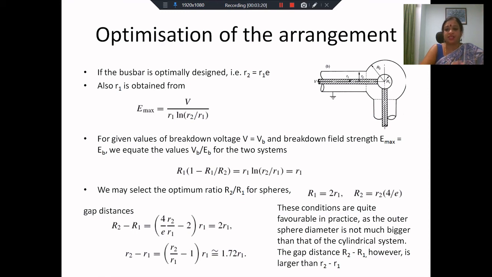These are practical, achievable values, and therefore we can proceed with this. If you look at what gap distances you obtained, for the spherical arrangement you will obtain a gap distance of 2r1, and for the cylindrical part you will achieve a gap distance of r2 minus r1, which is equal to 1.72 r1. These conditions are quite favorable in practice, as the outer sphere diameter is not much bigger than that of the cylindrical system. The gap distance in this case is more, but you do not have a situation where you have a small cylinder capped by a huge spherical arrangement. So this optimization is quite acceptable.